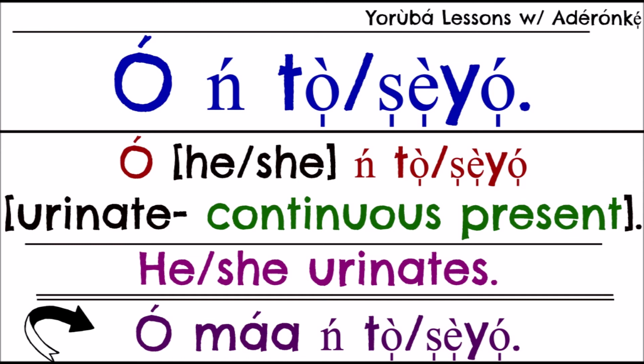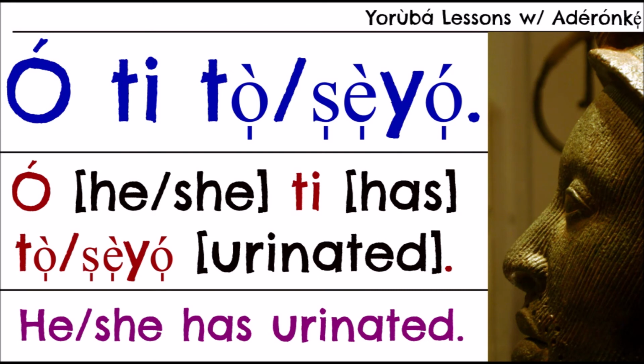Onto onsheyo, omanto omansheyo. And then in the past tense, it would be otito otisheyo. He or she has urinated. O is he or she, ti has, to osheyo, urinated. And then let's go to the plural pronouns.